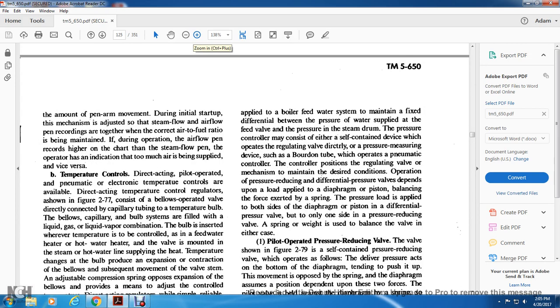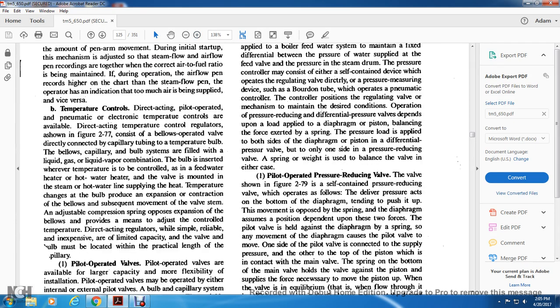Two minutes of thin arm movement during the initial start of the mechanism adjusts the steam flow and airflow pens so that the record shows the correct airflow ratio being maintained during operation. If the airflow pen records higher on the chart than the steam flow pen, it indicates that too much air is being supplied, and vice versa.